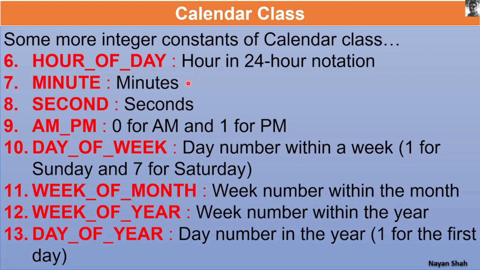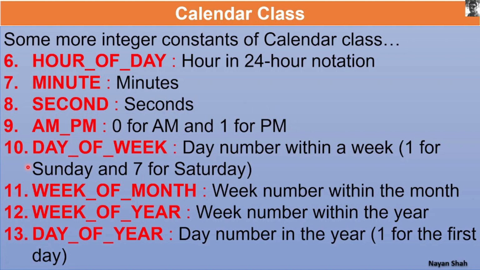MINUTE gives you minutes, SECOND gives you seconds. Very simple it is, like hour, minutes and second. AM_PM gives you whether right now it is AM or PM based on the clock. 0 indicates it is AM and 1 indicates it is PM. So that is AM_PM.